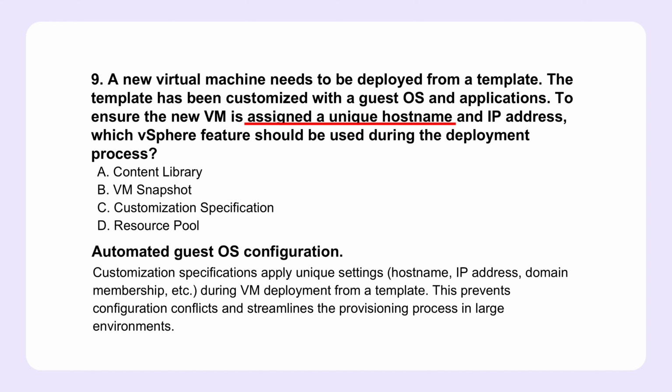The vSphere solution for that is called a customization specification. When you deploy a VM from a template, you can apply one of these specifications. It contains all the settings needed to make the VM unique: the computer name, IP settings, domain join info, license keys, maybe run some scripts. It automates that whole personalization process, ensuring each VM comes online correctly configured and ready to go without conflicts. Saves a ton of manual effort and errors. Customization specs, essential for automation.